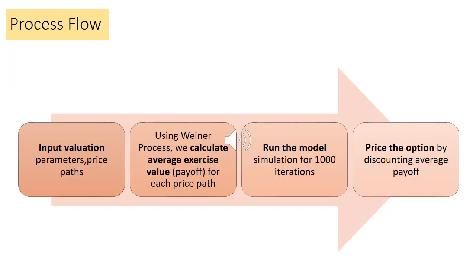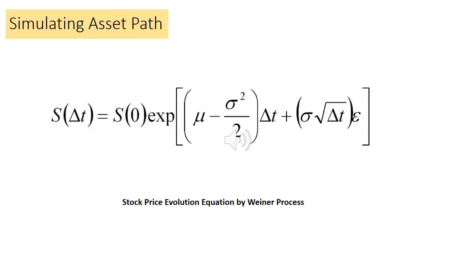The basic structure and process flow involves the input of valuation parameters, price paths, and market factors into the model. Then, using the Wiener process, also known as the Brownian motion, we calculate average exercise value or payoff for each price path. We then run the model simulation for 1000 iterations and finally price the option by discounting the average payoff. We use the geometric Brownian motion with a drift formula to simulate our asset price paths. The legend in the next slide provides a detailed explanation of what each symbol in the formula means.